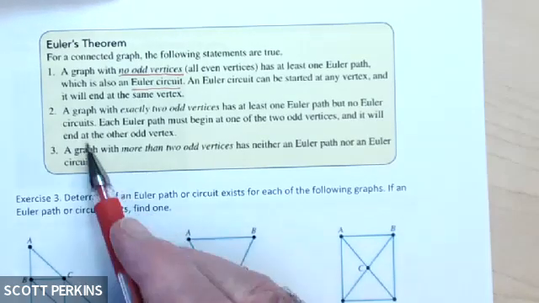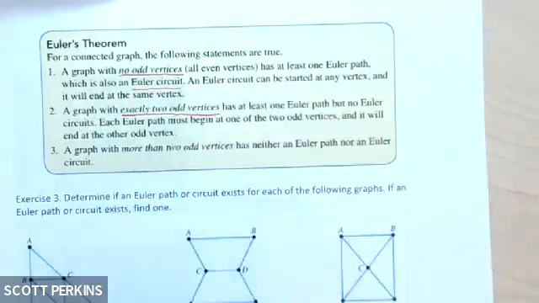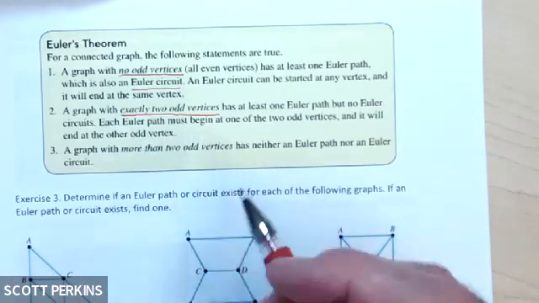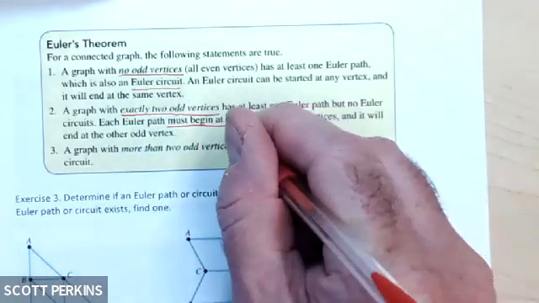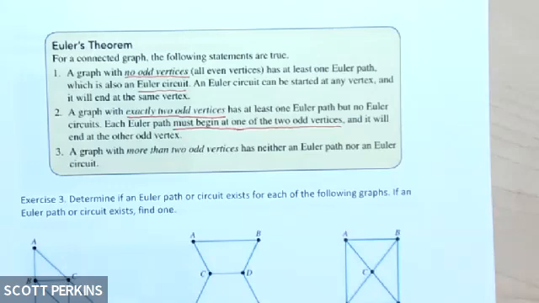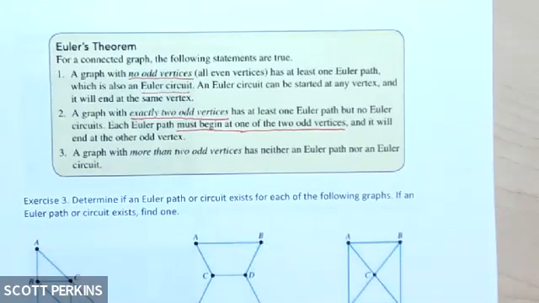The second thing is a graph with exactly two odd vertices. Okay, so that's the key. Exactly two odd vertices has at least one Euler path and no Euler circuits. Each Euler path must begin at one of the odd vertices, and it will end at the other one. That's how I knew on that first example that you had to start at one of the lower ones. And we're going to go back and look at those two examples. And that's how I knew where you need to start and where you were going to end. And then if you have more than two odd vertices, there's neither. There's no Euler path, there's no Euler circuit.